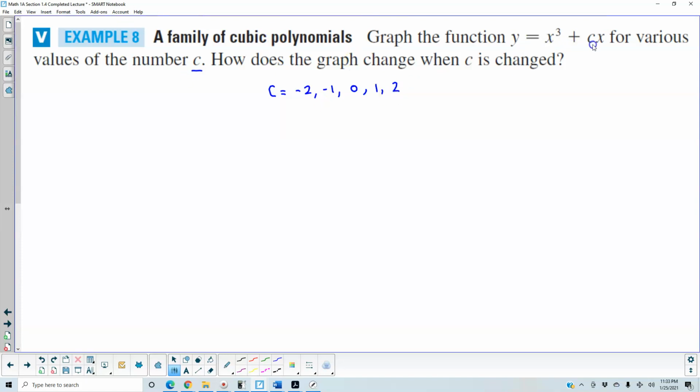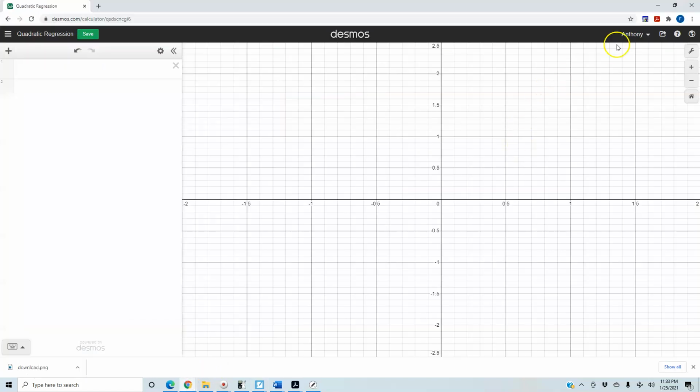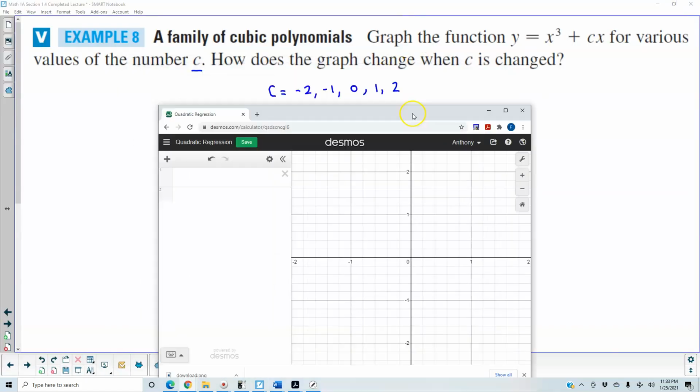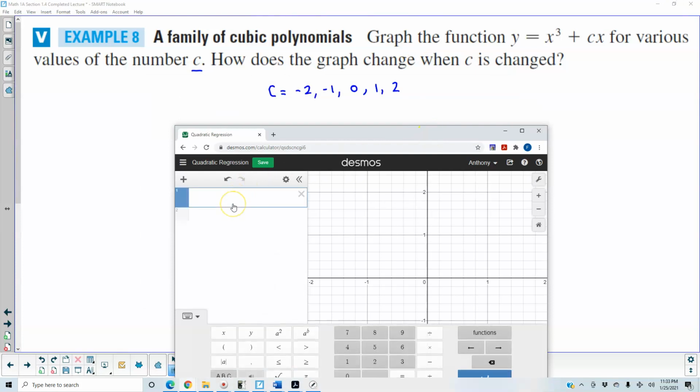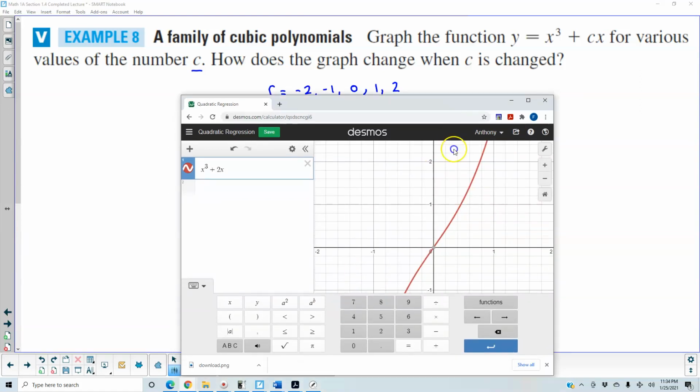So y is equal to x cubed plus cx. We're going to use Desmos for this. Okay, so let's go ahead and put in our graph. So we have x cubed, and we're going to put plus 2x. Okay, so what do we notice about this graph? Okay, it's increasing from left to right.